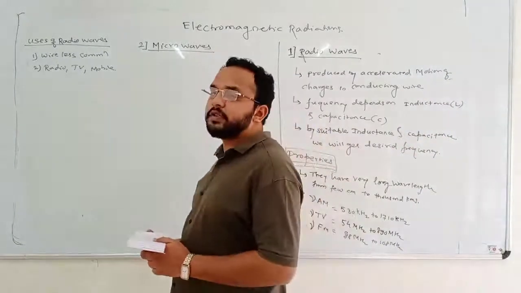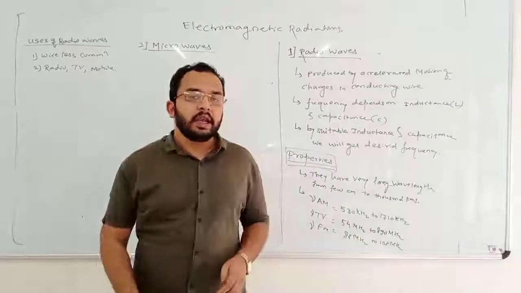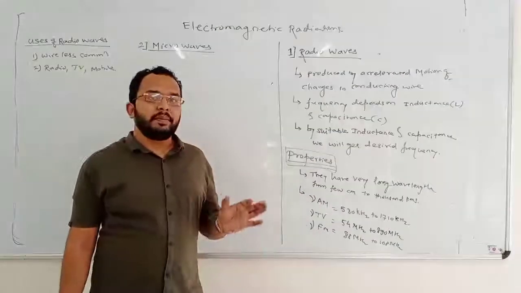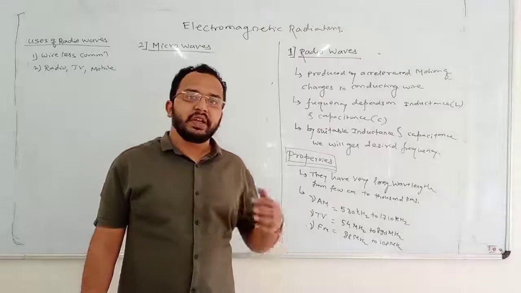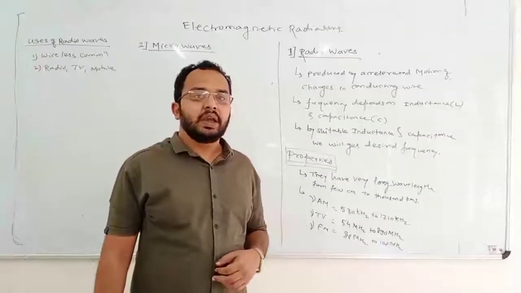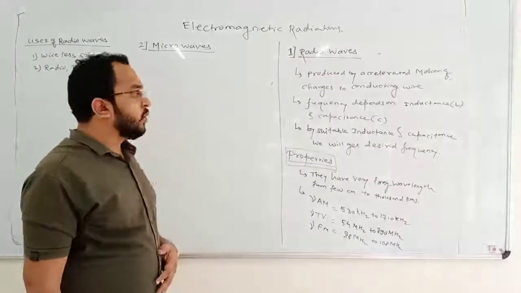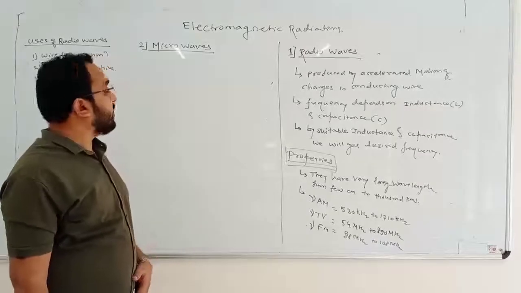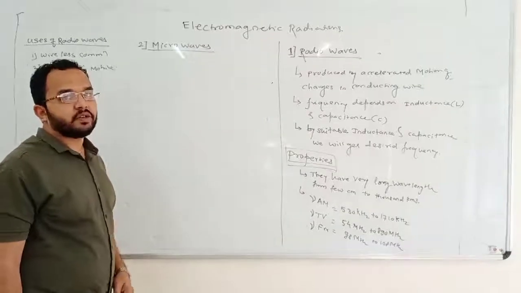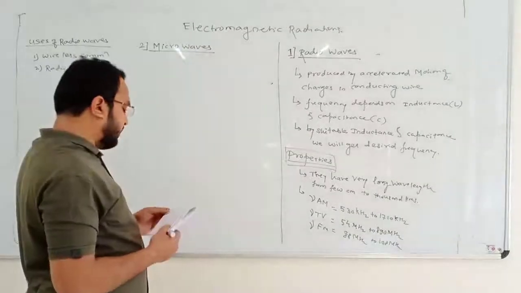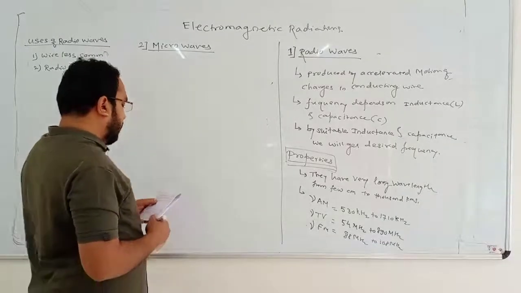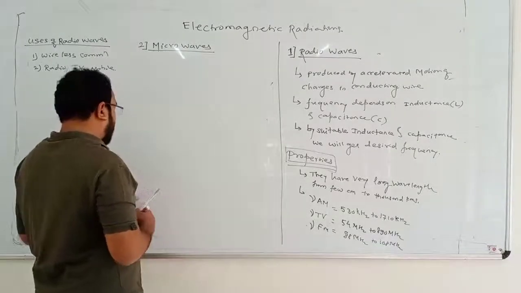Oscillator, LC oscillations we have seen in electromagnetic induction chapter. One capacitor and one inductor is connected in the series. That is LC oscillations. So it is based on the LC oscillations, inductor and capacitors oscillations. So that produces microwaves. Also by special vacuum tubes.